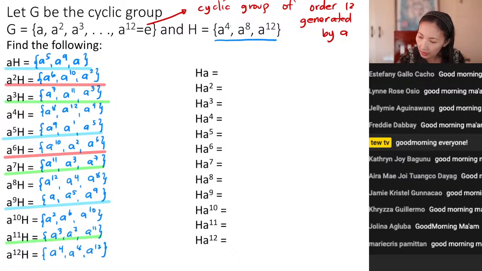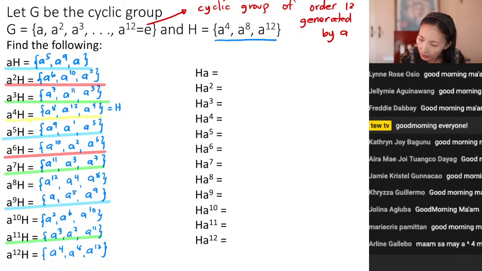Next, this in fact is equal to your H. Yes, this is equal to the subgroup, H. Let's use a different color. A to the 4th H is equal to A to the 8th H.